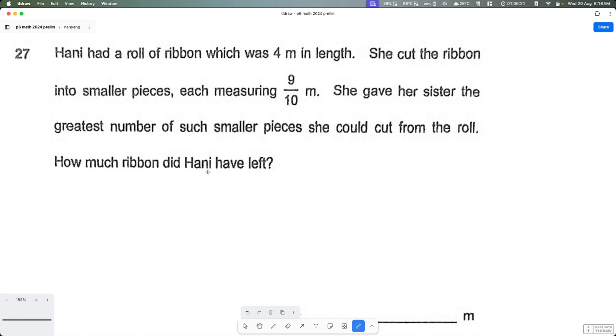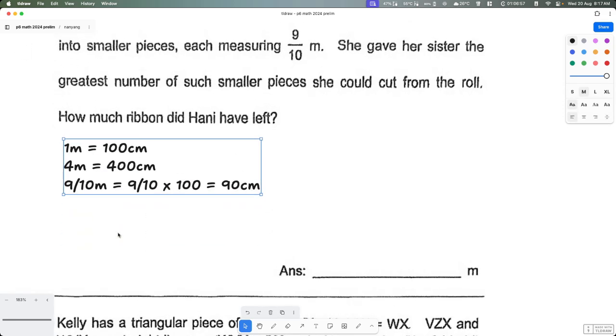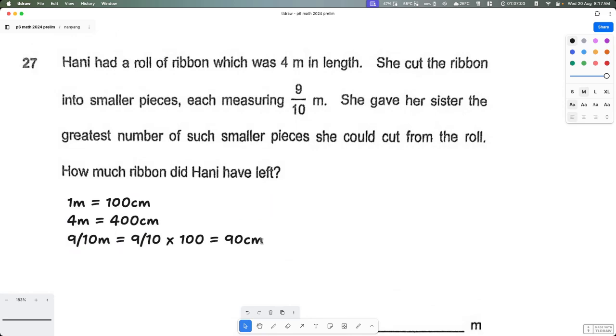So she cut the ribbon into pieces of 9 out of 10. So 9 out of 10 meters is equal to, 1 meter is equal to 100 centimeters. 9 out of 10 times 100 is equal to 90 centimeters. Then 4 meters is equal to 400 centimeters. I'm not a big fan of fractions, so I'll convert this as much as possible.